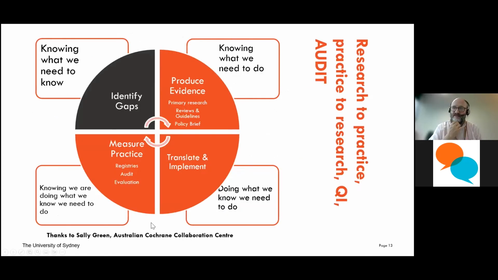So another way to think about this is a slide that comes from Sally Green from the Australian Cochrane Collaboration. It's really saying we're quite good at producing evidence. That's knowing what we need to do. We understand a bit more about how to translate and implement that evidence. That's doing what we know we need to do. We're not too bad at auditing and quality improvement, measuring practice. So knowing we are doing what we know we need to do. But the point for today is really knowing what we need to know. What are the gaps? So that's one way to think about what we're trying to do here.